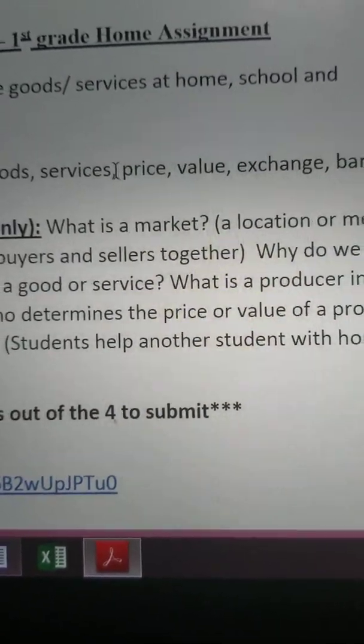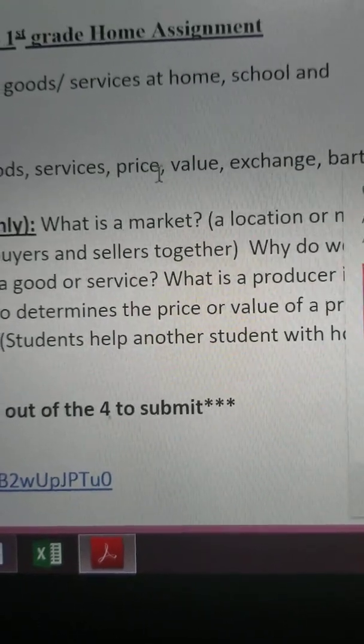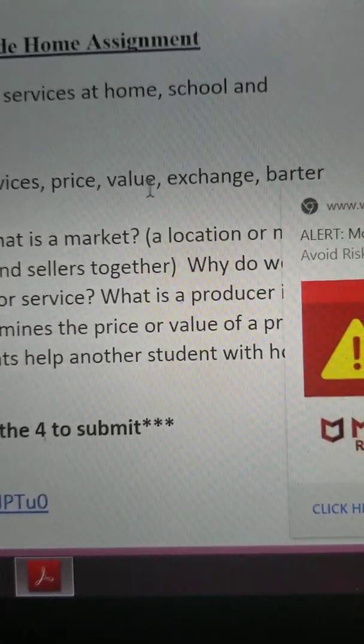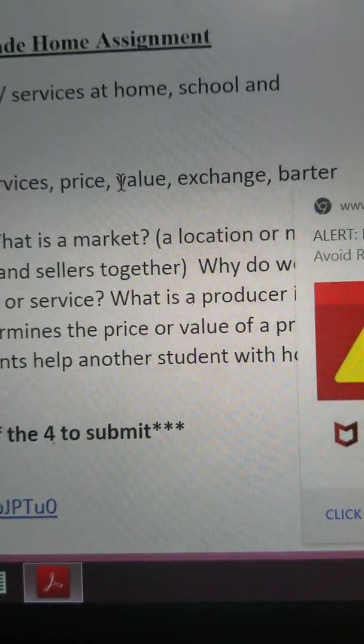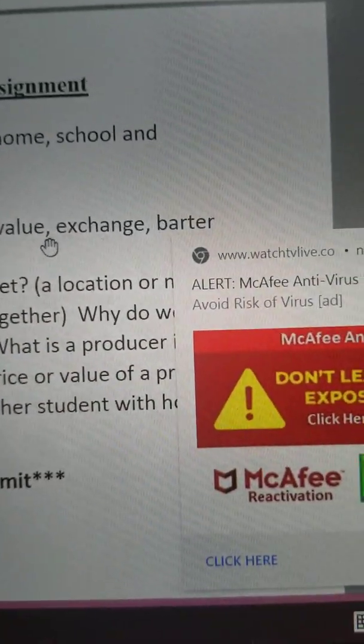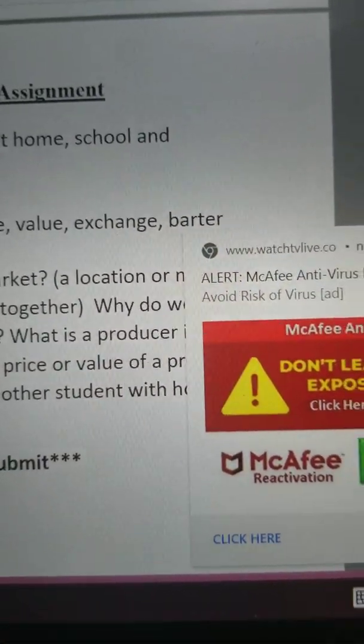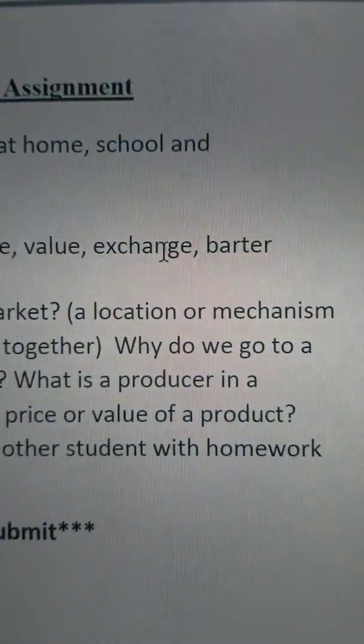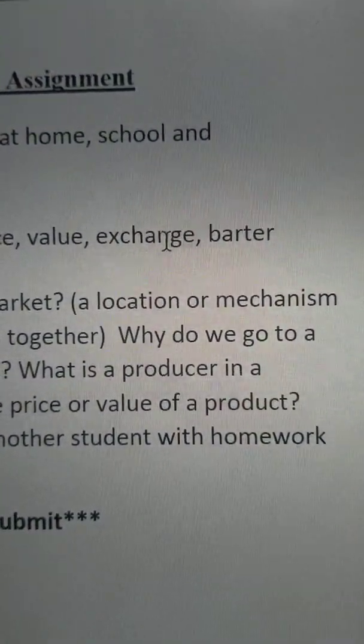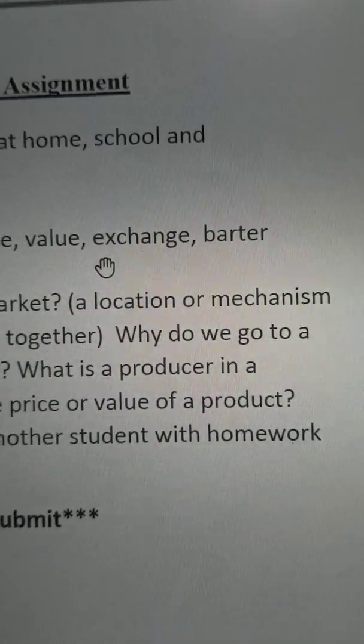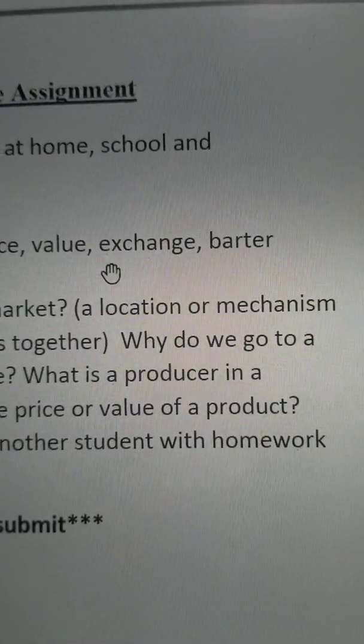Price is what something costs to buy it. Value is how much something is worth. Exchange. When you trade something, you exchange. So like at a store, I'm going to exchange my money for the goods that I buy.